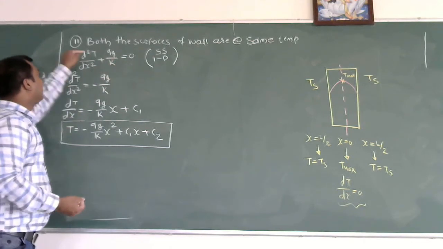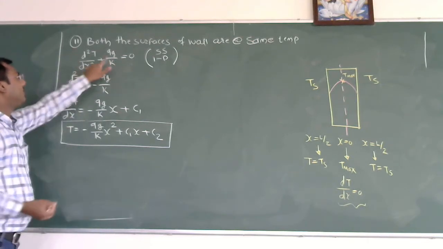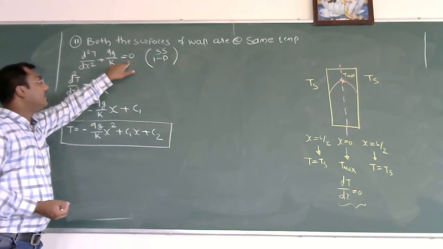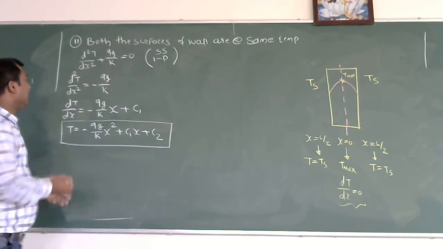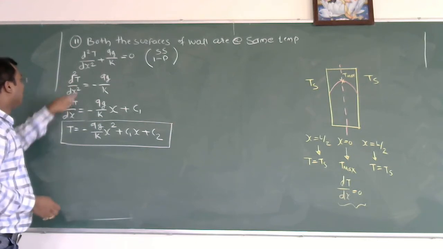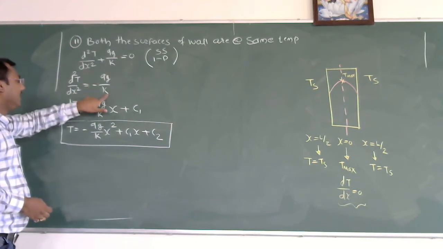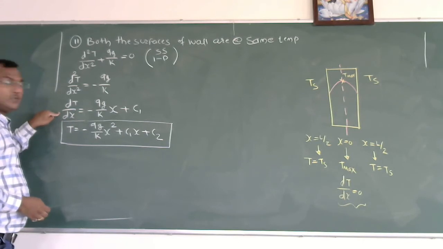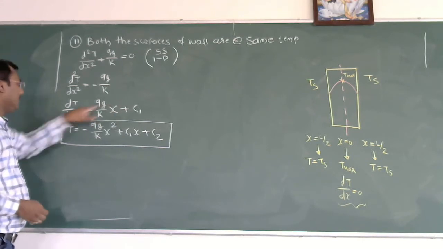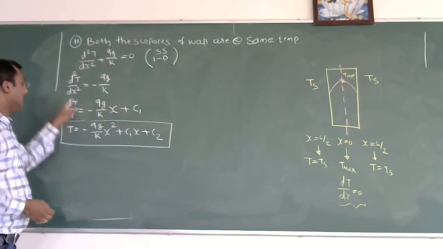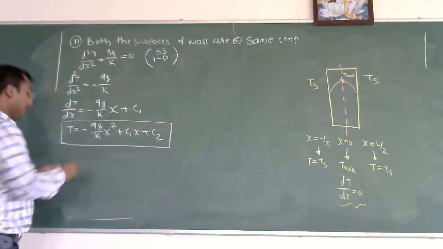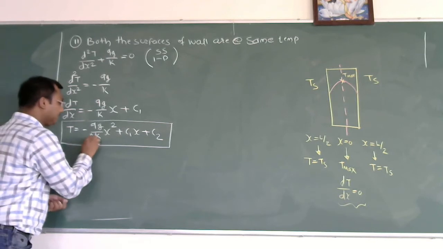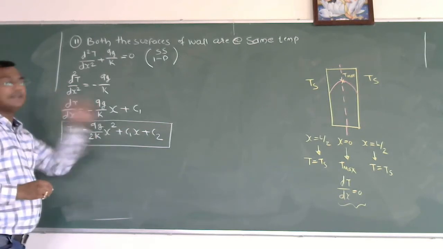Now again I am writing the same equation, d2T by dx square plus qg by k is equal to 0. This is the equation for steady state one-dimensional heat transfer analysis. Then if I rearrange the equation, I will get d2T by dx square is equal to minus qg by k. Take the first integration, so I am getting dT by dx is equal to minus qg by k x plus c1. The second integration will give me T is equal to minus qg by k, x square divided by 2, plus c1x plus c2.